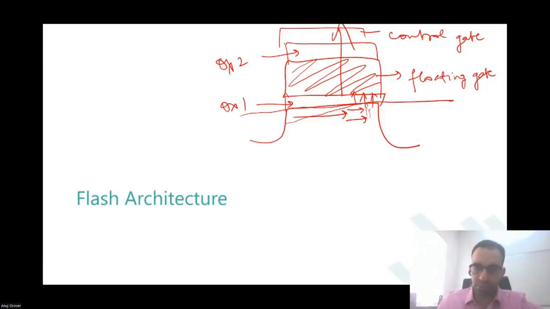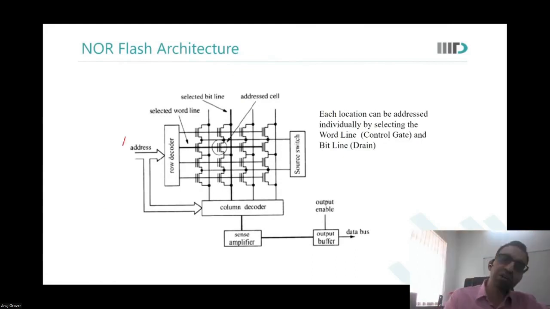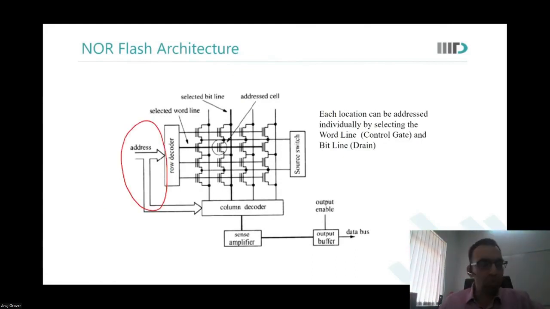Okay. So now we come to look at what flash architecture is about. Again, we have row decoders and column decoders, and just like the DRAM, the address bus is shared here also. So what does that mean? When I say that the address bus is shared, what would that mean?